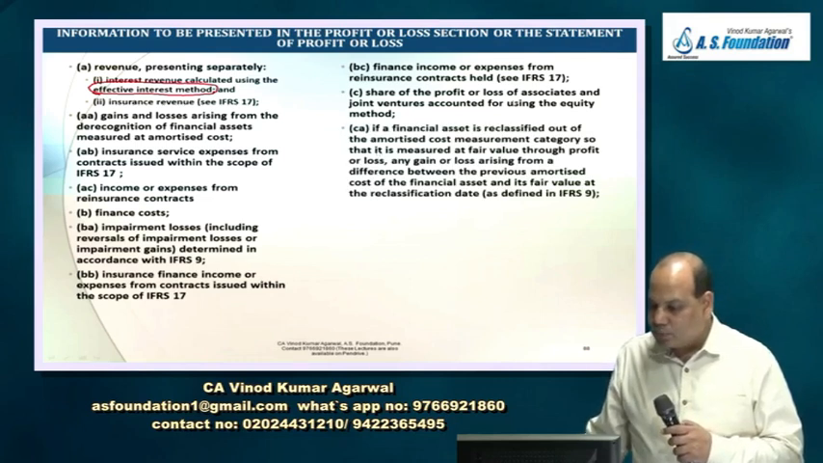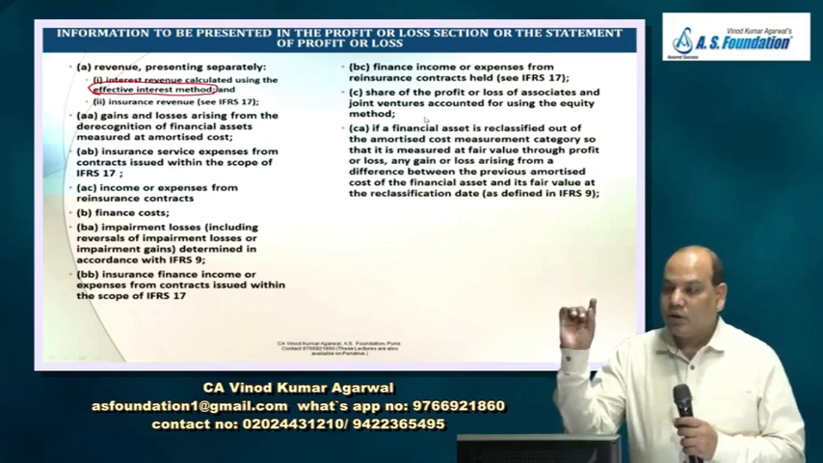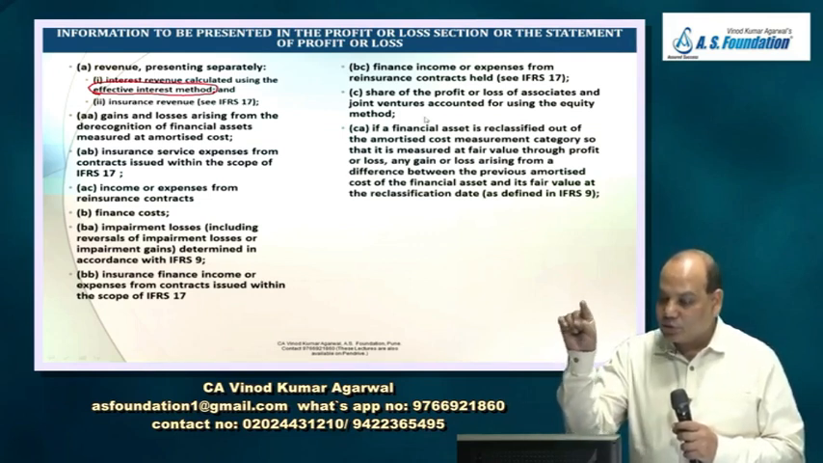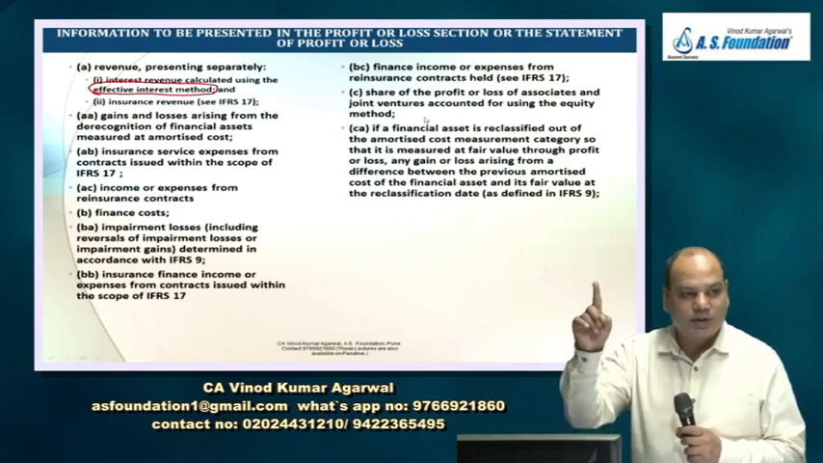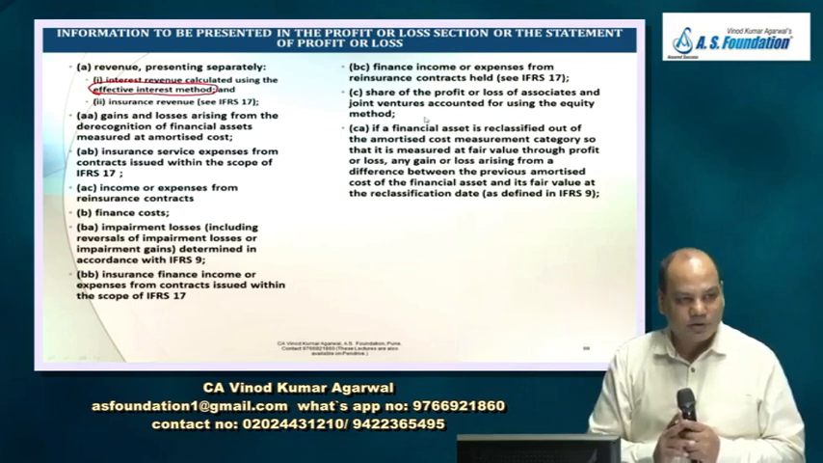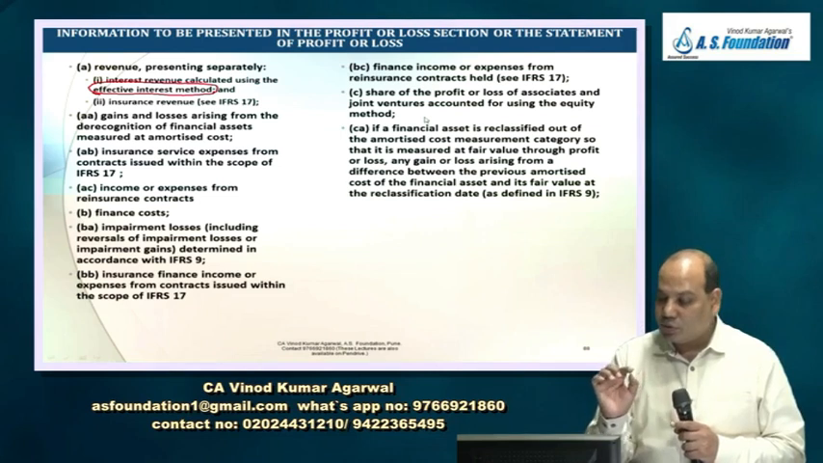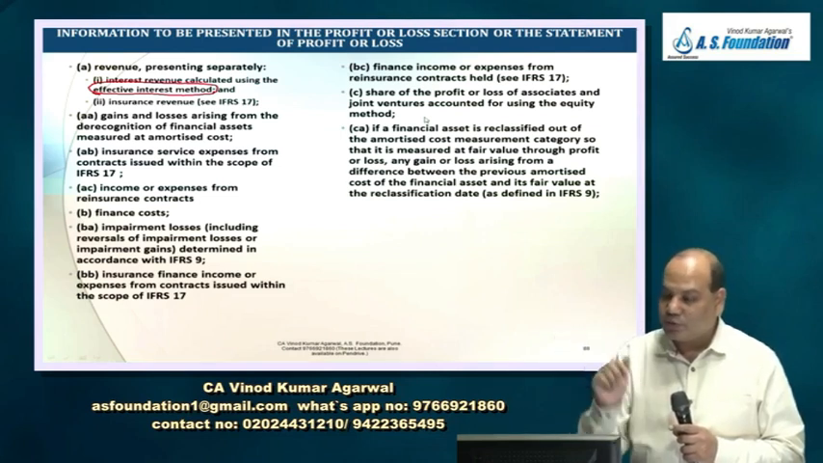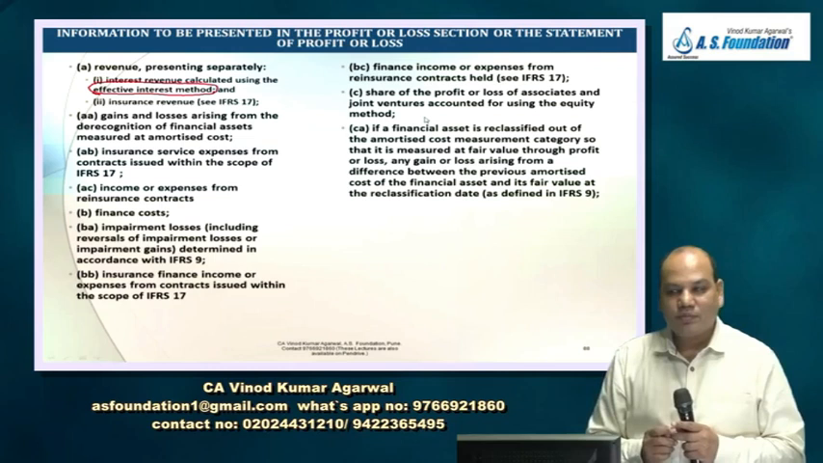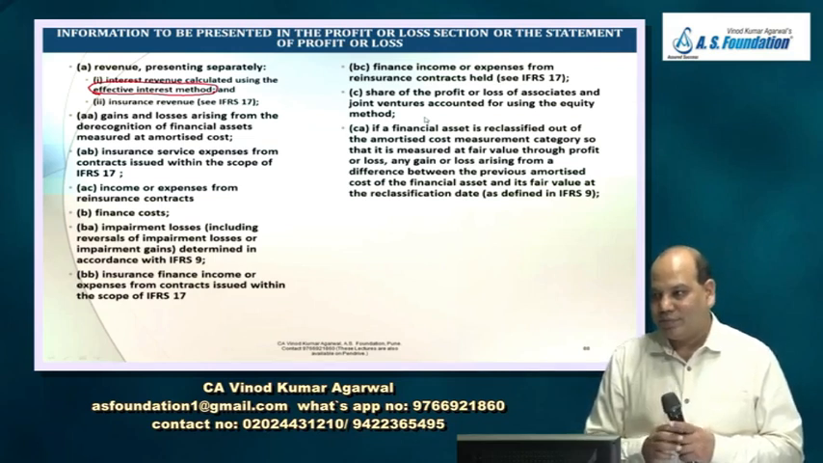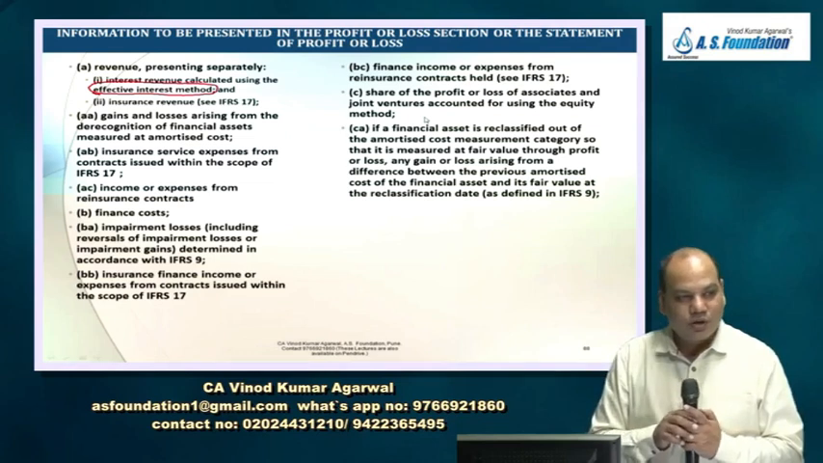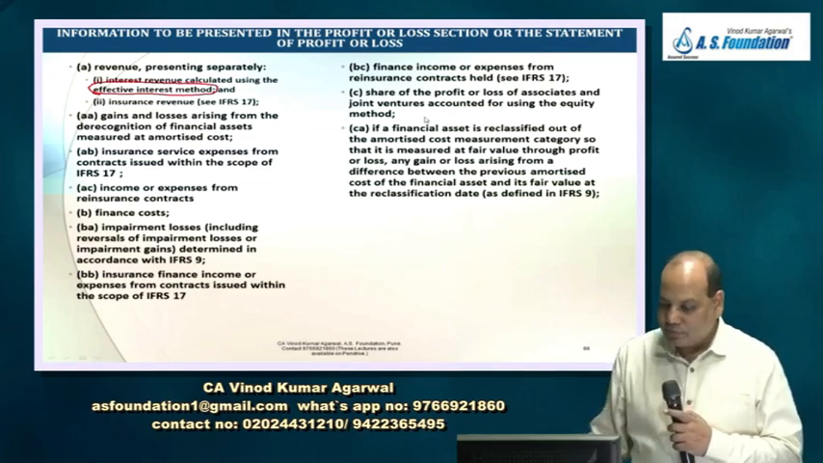So where will you show the share in profit or loss of associate and joint venture? Share in profit or loss in associate and joint venture will be shown in section A, profit and loss section. Where will you show the share in the OCI of associate and joint venture? In the OCI section. Share in profit in the profit section, and share in OCI in the OCI section.